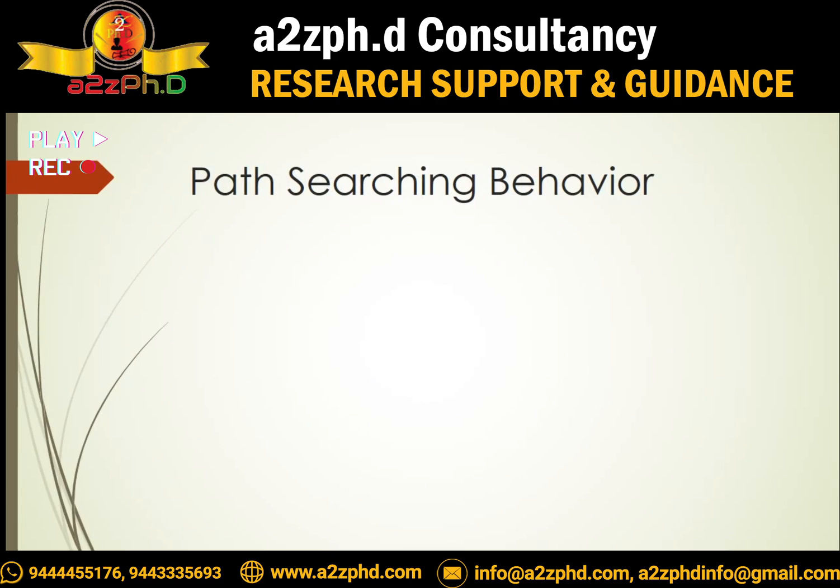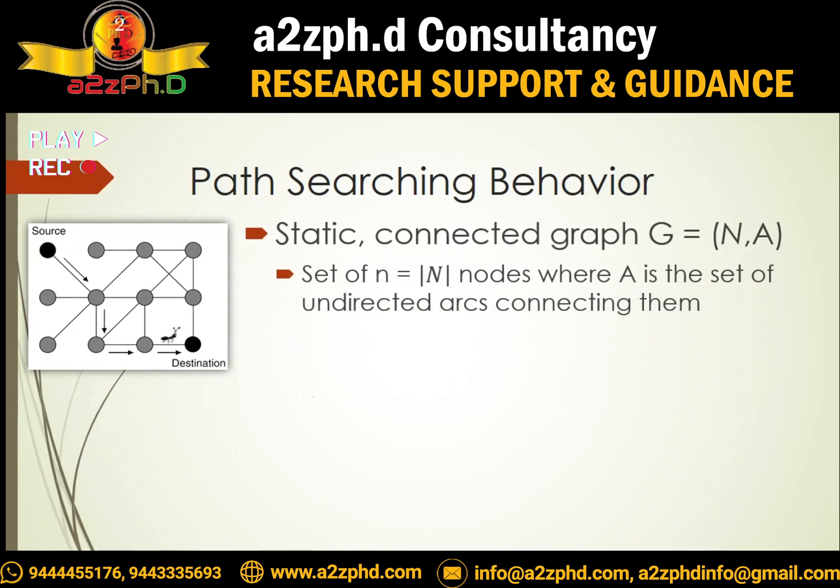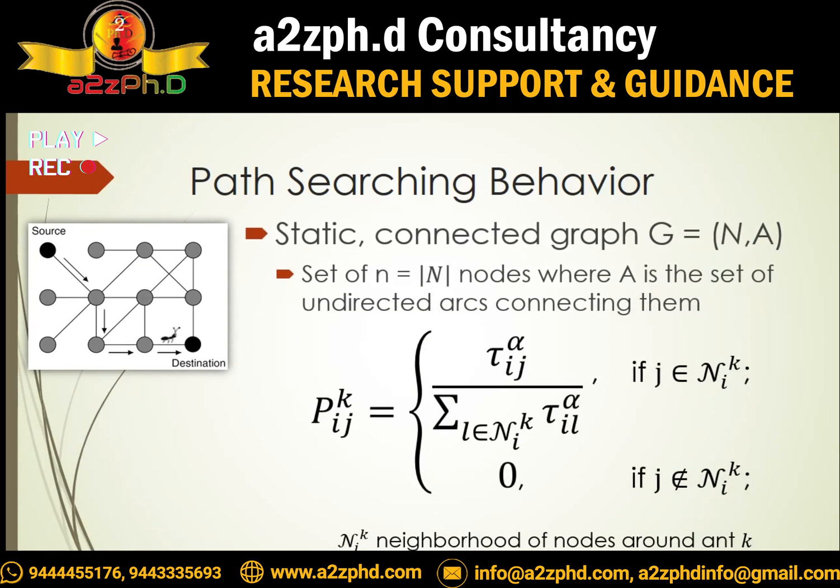The probabilistic path searching behavior of our artificial ant in forward mode is driven by the following equation. And this equation is based on a static connected graph G, similar to the graph shown at the left side of the screen, where there are n nodes, and these nodes are connected by a set A of undirected arcs.